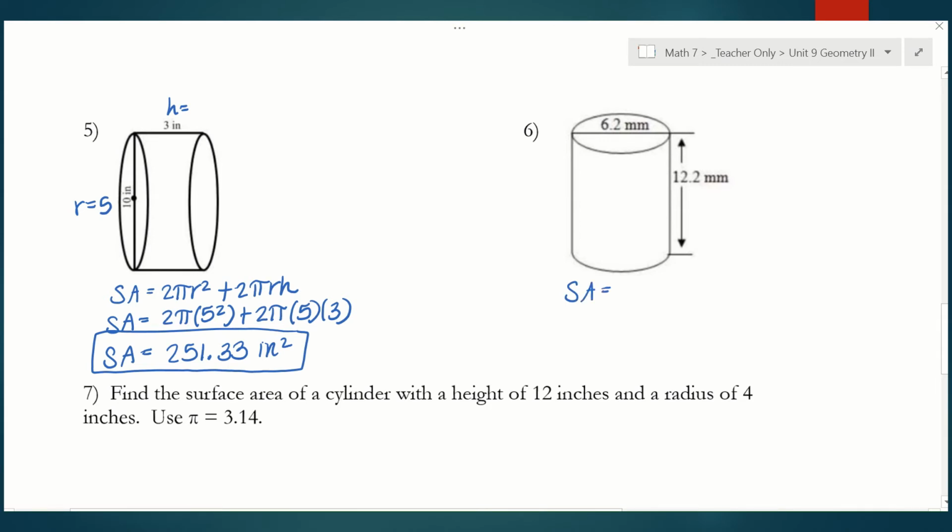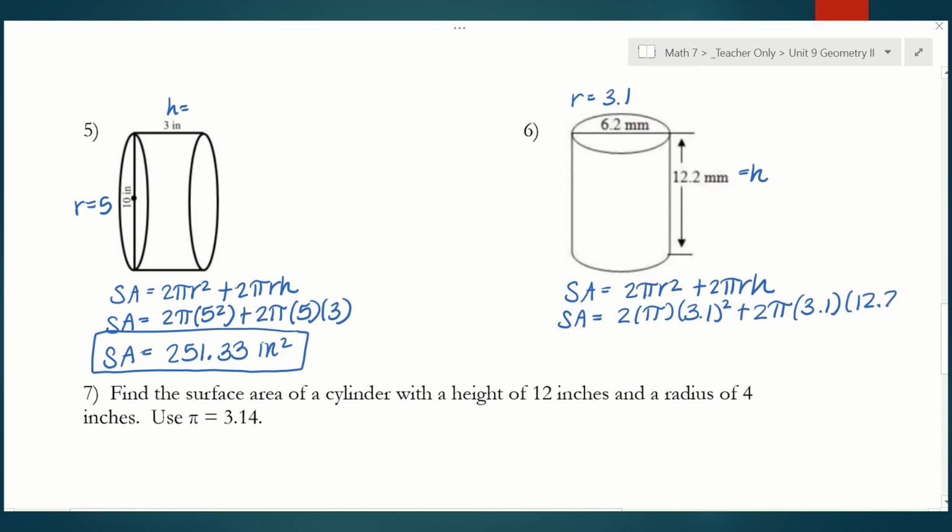All right, number 6, let's see if you got this one right. 2 pi r squared plus 2 pi r h. So here, if my diameter is 6.2, that means that my radius is 3.1, and 12.2 is my height. So 2 times pi times 3.1 squared plus 2 times pi times 3.1 times 12.2. Okay. If you typed all that in correctly, you should have gotten 298.01 millimeters squared.